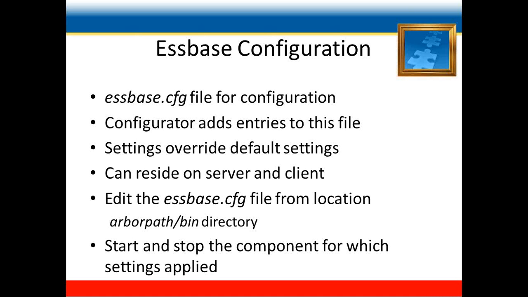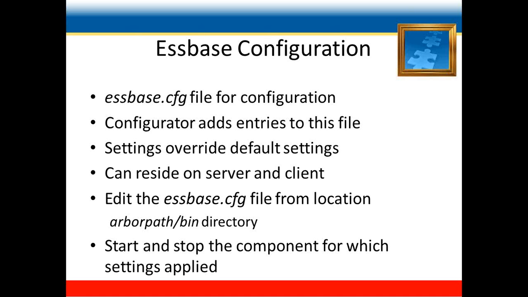We can do this even from the ES console. If we change some of the settings using the ES console, you can see that these changes will be reflected here in the configuration file. This file can reside both on the SBase server and on a client machine. For some of the client related settings which are network related, we can have this CFG file on our client machines too, which will override the default settings for network settings.